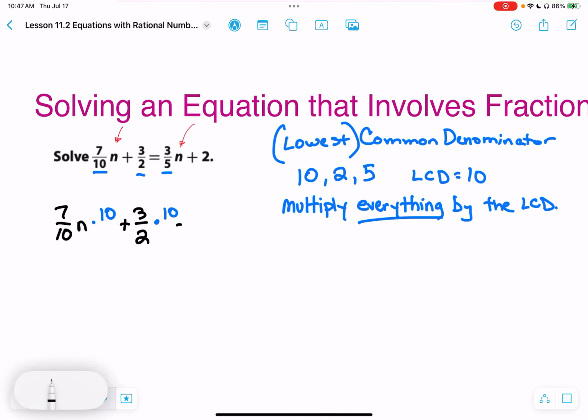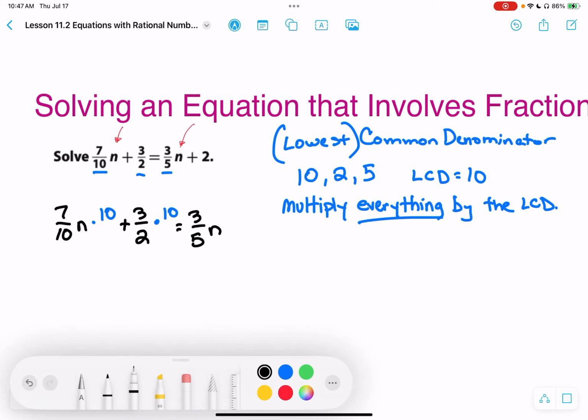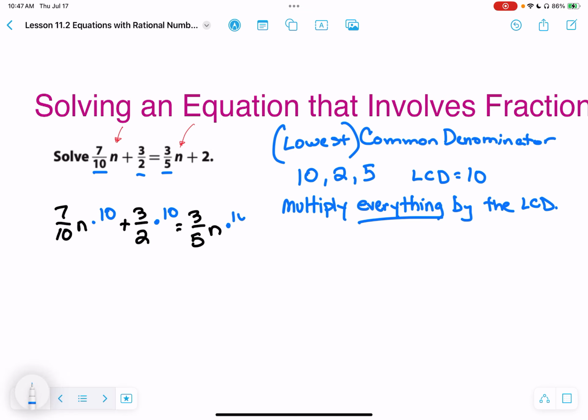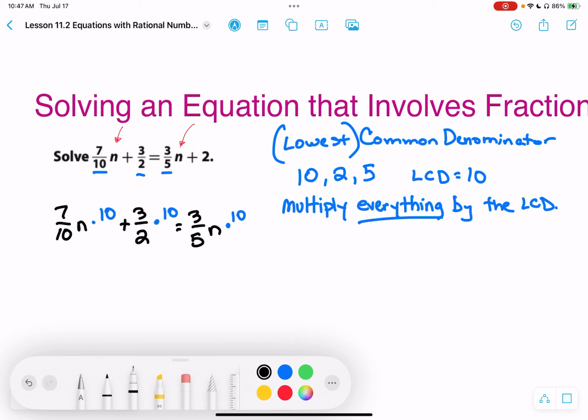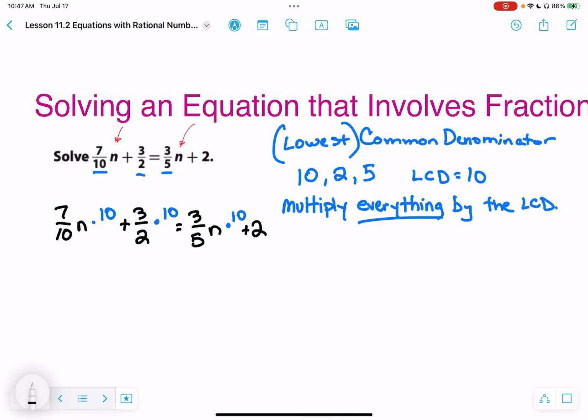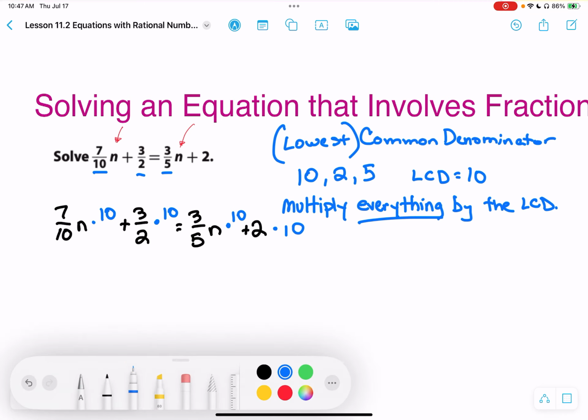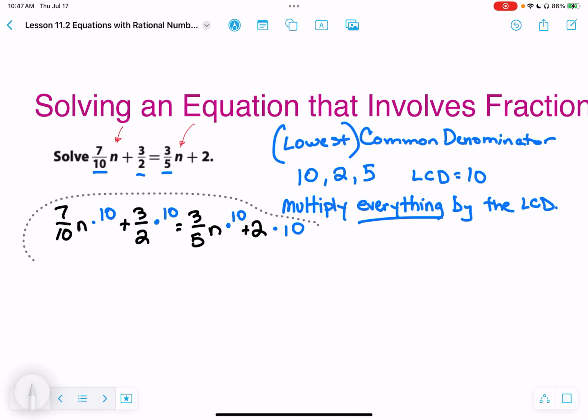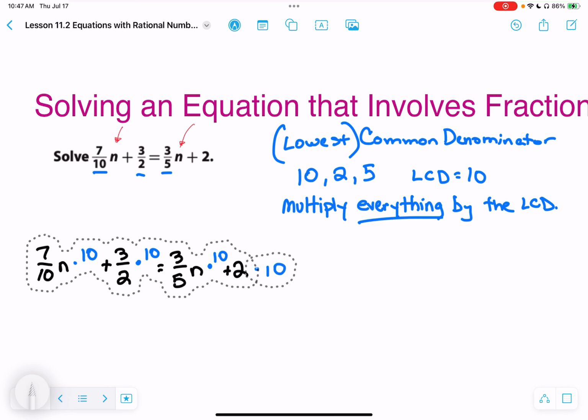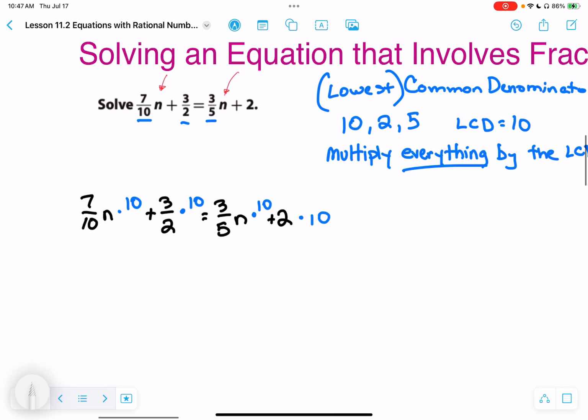It equals 3/5 n. That gets multiplied by 10. Plus 2. That also gets multiplied by 10. I wrote this a little too close to my notes. There we go. Okay, so how do I multiply a fraction by a whole number?